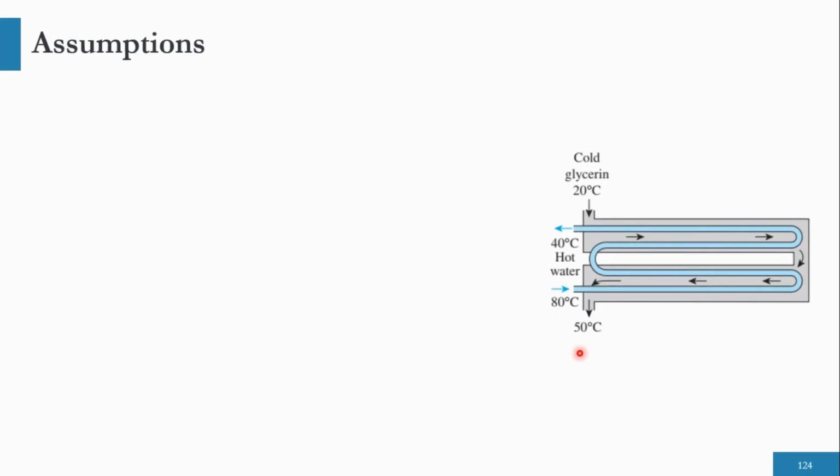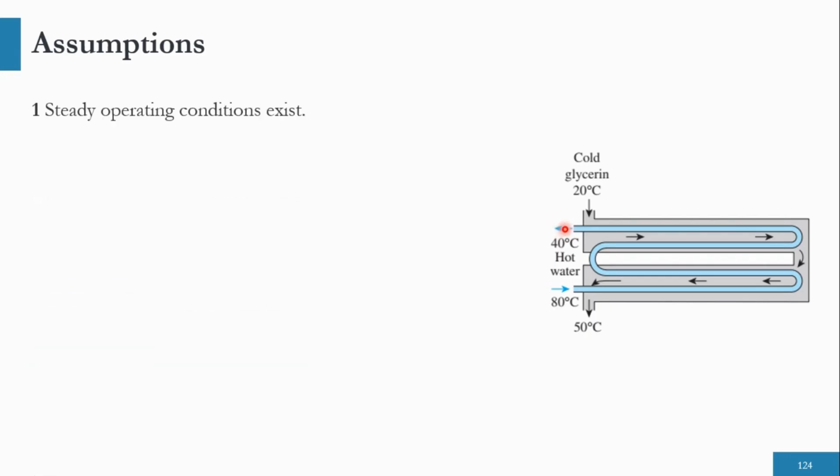So the first thing is to take the assumptions for this numerical. This is the pictorial representation of two shell and four tube passes. The cold glycerin is entering from here, and this is the first shell pass and this is the second shell pass, and it leaves at 50 degrees centigrade. The water that is going to the tube side is going through the four tube passes. This is the first pass, then the second pass, then the third pass and then the fourth pass, and it goes out at 40 degrees centigrade.